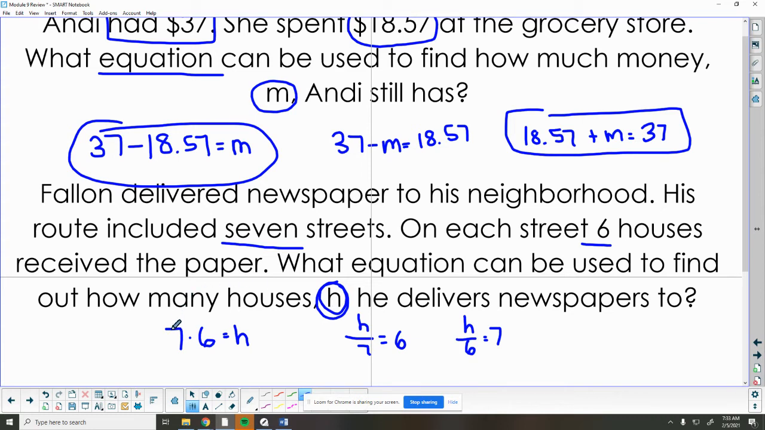So here we took 7 streets with 6 houses each, made our total houses. Here we took the total houses, divided by 7 streets, gave us 6 per street. Here we took all the houses, divided by 6 on a street, gives us 7 streets. So all 3 of these are going to be the same problem that are going to give us the same answer.